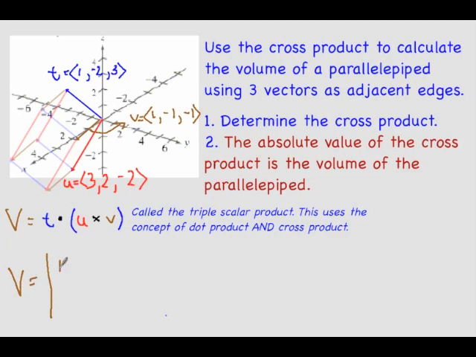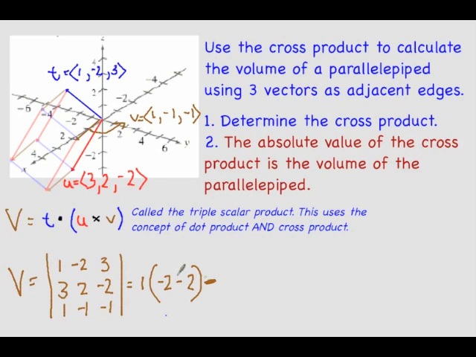T on the top, U in the middle, V in the last column. All right. So we have 1, negative 2, 3. U is 3, 2, negative 2. And our V vector is 1, negative 1, negative 1. And we're just going to calculate the determinant of that. Right? So that's our 1 times the determinant of this. Negative 2 minus 2. Negative 2 minus positive 2. Negative 1 times negative 2 is positive 2. So negative 2 minus 2.